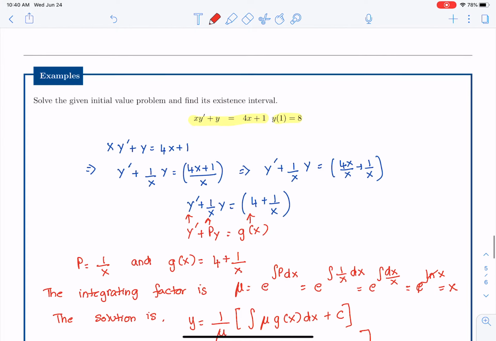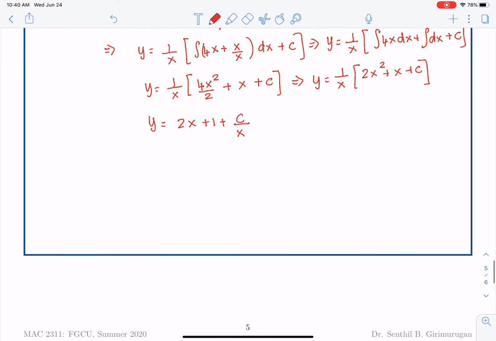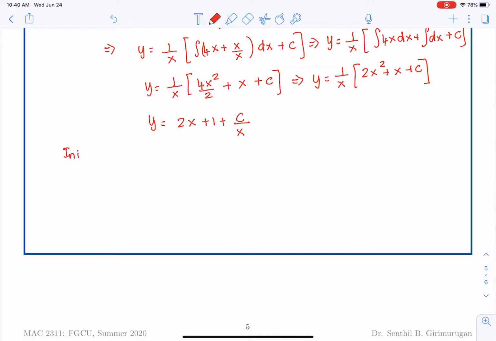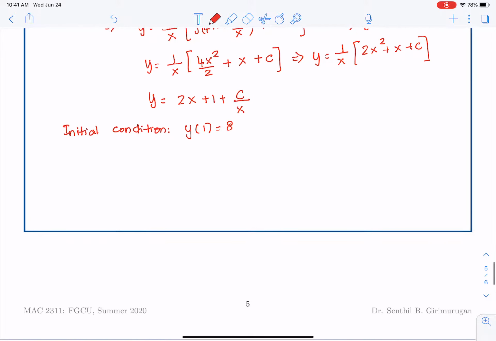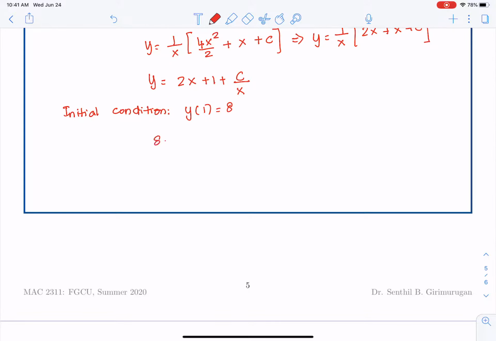Since we have an initial condition that y of 1 is 8, which means when x is 1, y is 8. So we're going to plug that in and solve for the constant. That is the purpose of having an initial condition, which would give us a particular solution that would satisfy the initial condition. So 8 would equal 2 times 1 plus 1 plus c over x, which is 1.